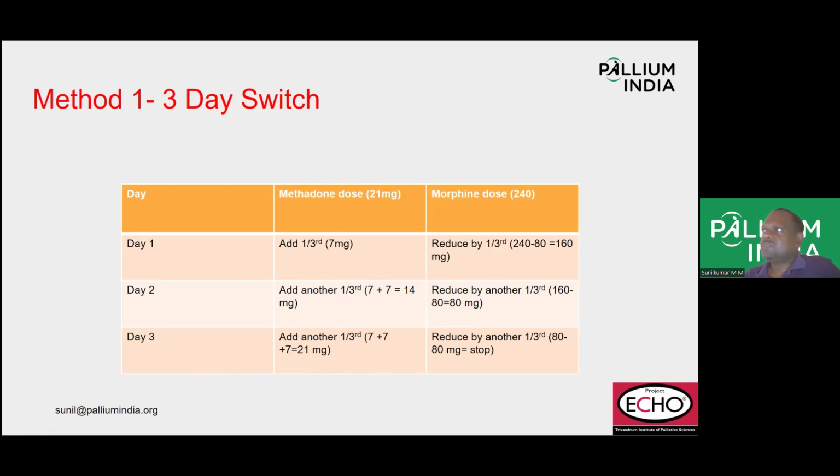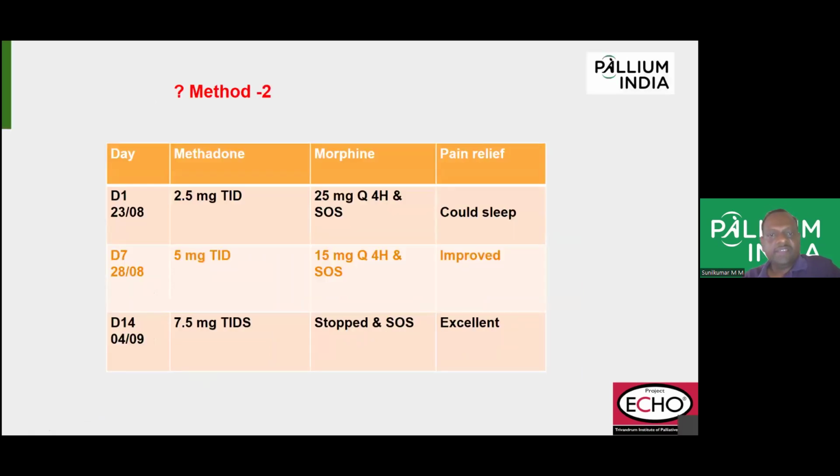But as I told you previously, we were afraid to do this, and we did another thing. On the first day, we gave 2.5 milligram TID, that is 7.5 milligram of methadone, and we reduced the dose of morphine by 1/3, from 40 to 25. And within 3 to 4 days, the patient was telling that she is able to sleep better now.